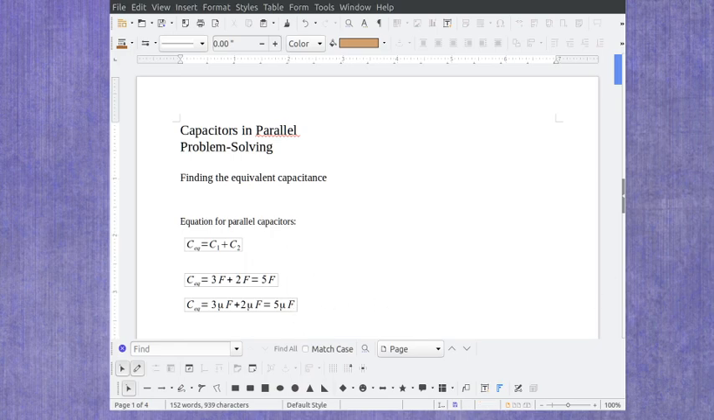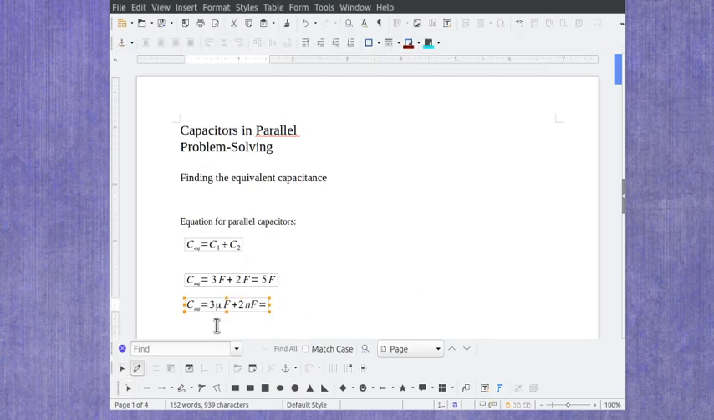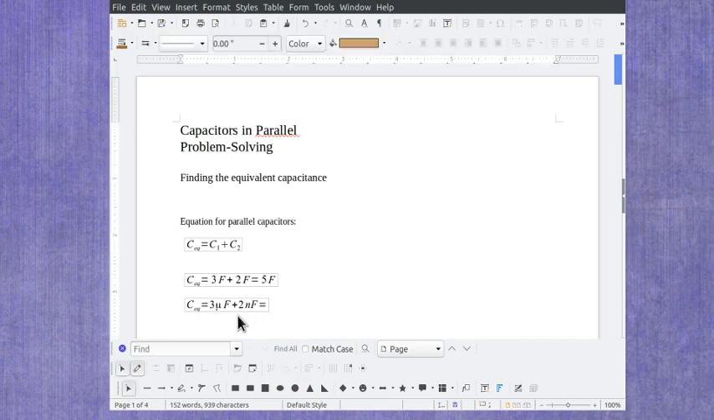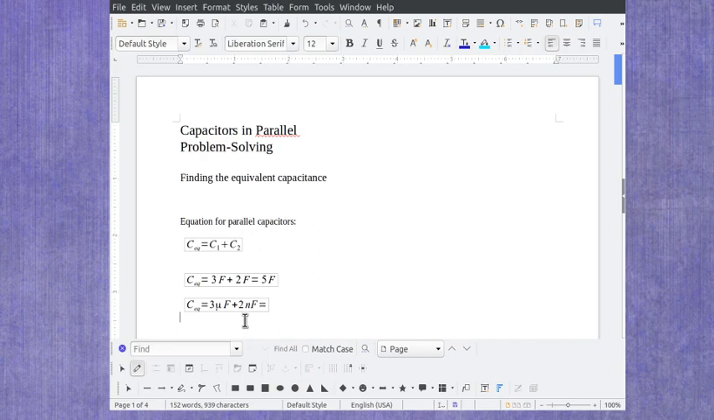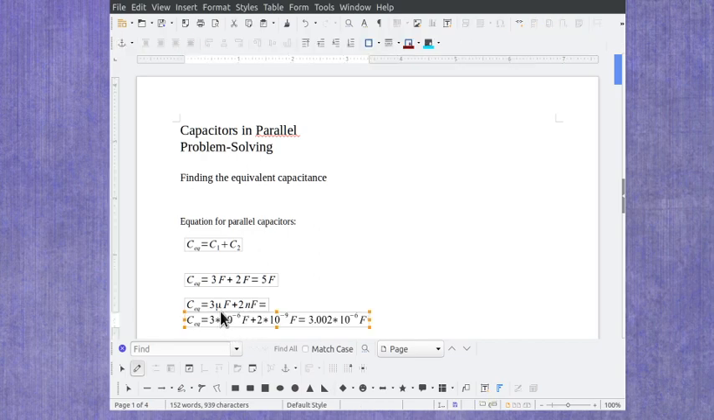But what if instead we had microfarads and nanofarads, so they don't have the same metric prefixes? Well, in that case, you're going to have to be much more careful in terms of how you work with this. You would actually have to go in and take your microfarad to be 10 to the minus 6, then your nanofarad to be 10 to the minus 9. And when you add those up, you would have to work that out with a calculator, which would give you 3.002 times 10 to the minus 6 farad, or almost 3 microfarads. That's because the 2 nanofarads is really small compared to the microfarad.